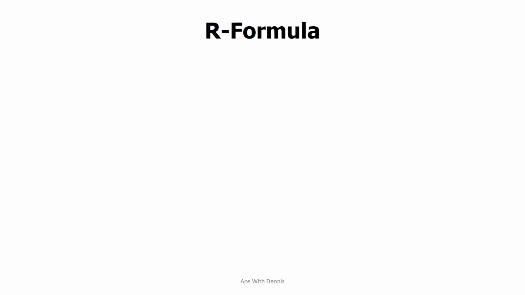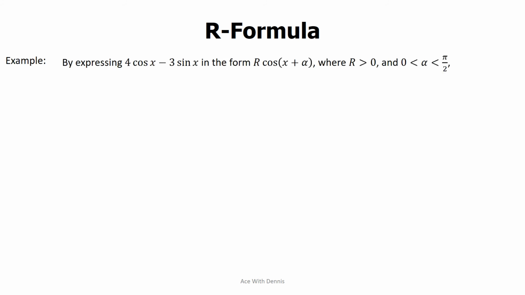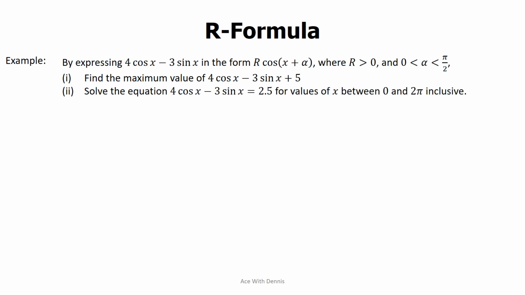Now we can see how we can apply our formula. Here is an example. By expressing 4 cosine x minus 3 sine x in the form r cosine bracket x plus alpha, where r is greater than 0, and the range of alpha is between 0 to pi over 2: 1. Find the maximum value of 4 cosine x minus 3 sine x plus 5. 2. Solve the equation 4 cosine x minus 3 sine x equals 2.5 for values of x between 0 and 2 pi inclusive. Here's the solution.